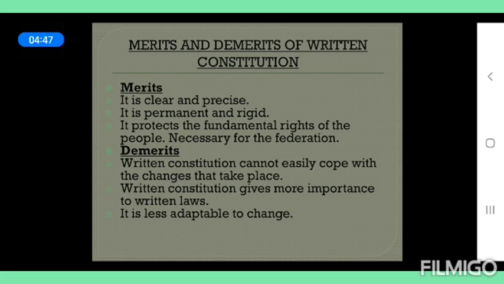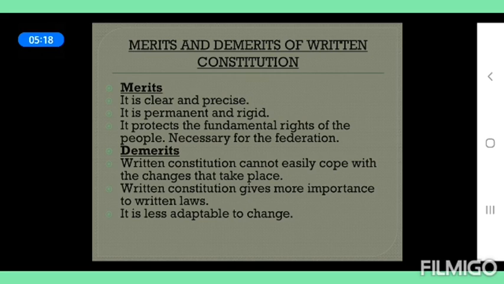Number two is that it is permanent and rigid. Okay, it is more permanent in character, students, and it has very little scope for amendments. So almost all written constitutions are very permanent, and they are very rigid in nature, as we discussed in the last class about written constitutions. Okay, as it is very rigid in nature, it cannot be easily amended. So that is number two, merits of written constitutions.